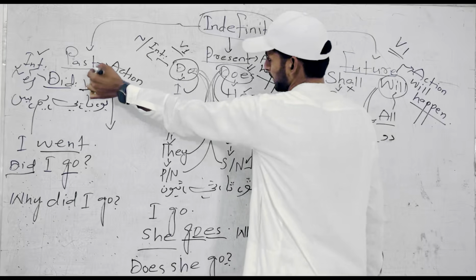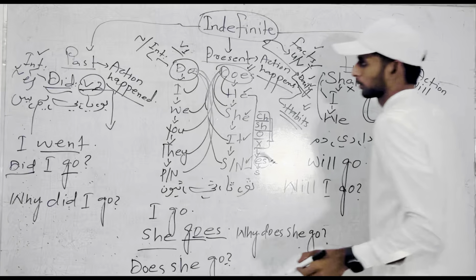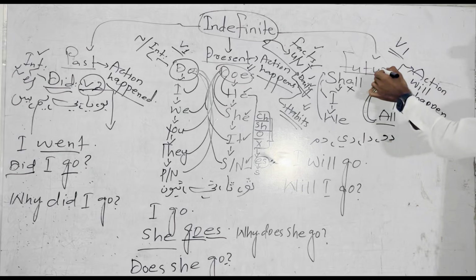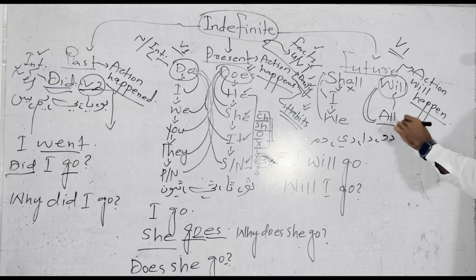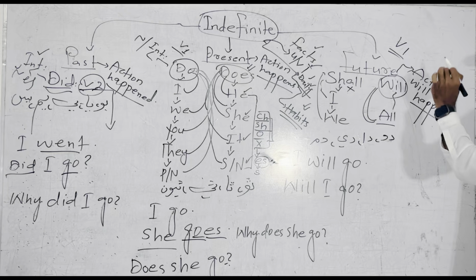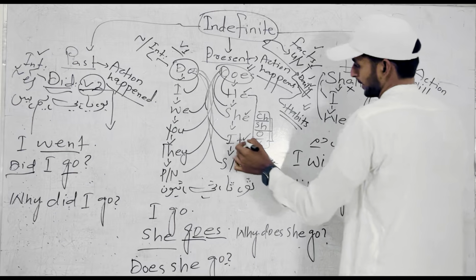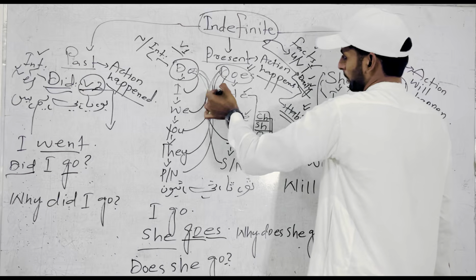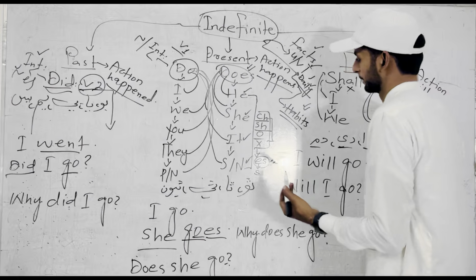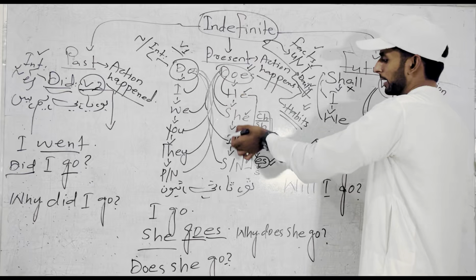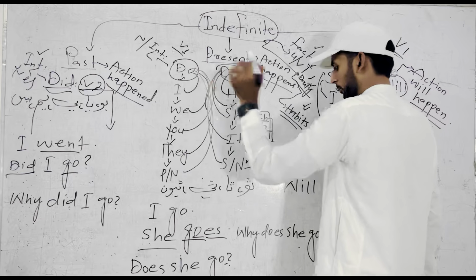And what about past indefinite tense? Action happened. The second form of verb, V2, is used, and did is used to make interrogative sentences. What about future indefinite tense? Its helping verbs are shall and will. I is used with shall and other subjects are used with will. Action will happen. Now do and does are used to make interrogative or negative sentences in present indefinite tense. With does, he, she, it, singular nouns are used. With do, I, we, you, they, plural nouns are used.